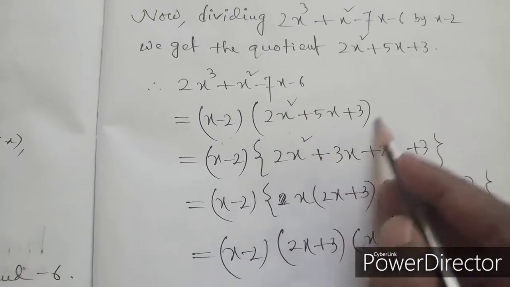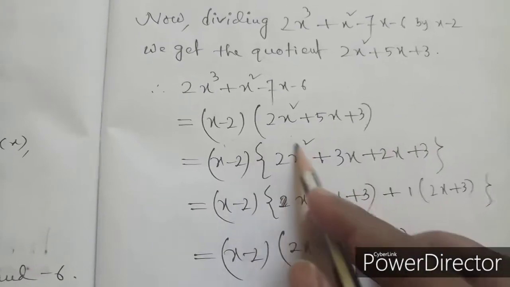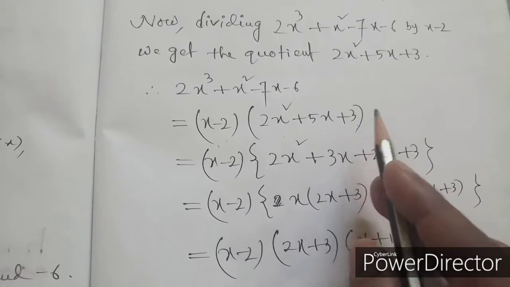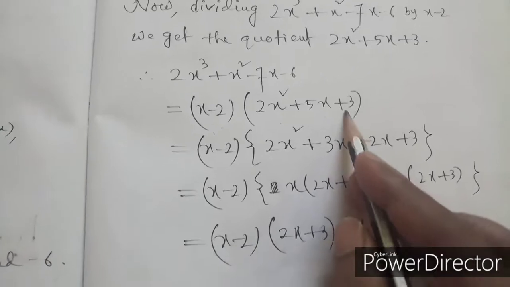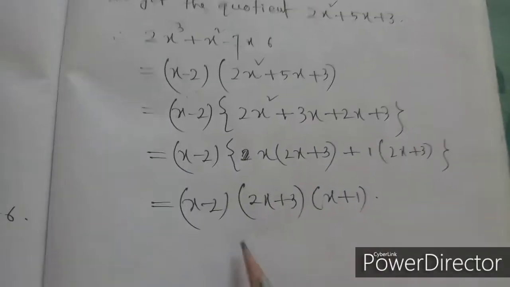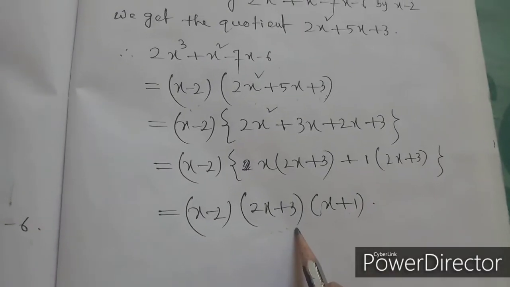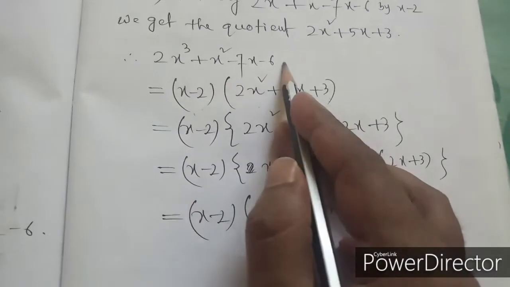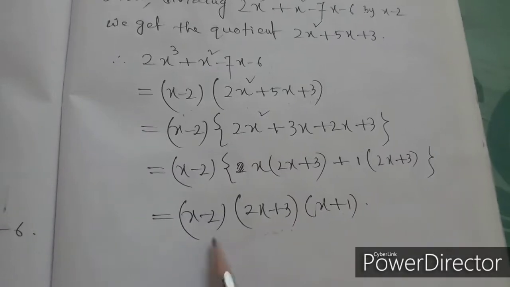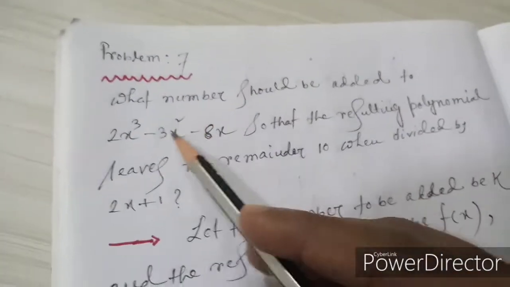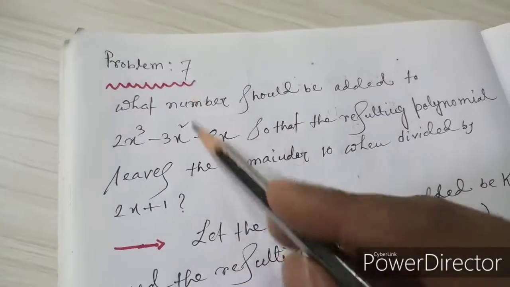Now we break this second degree polynomial using the middle term method. Applying the middle term method, we get these two factors. Sure. So the original polynomial breaks into three parts, this one into this one into this one. Sure. Thank you. So now our next question is problem number 7.